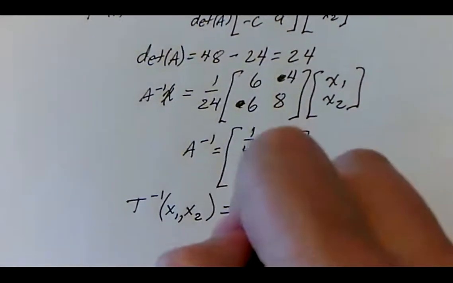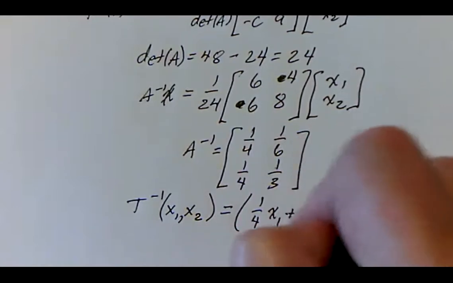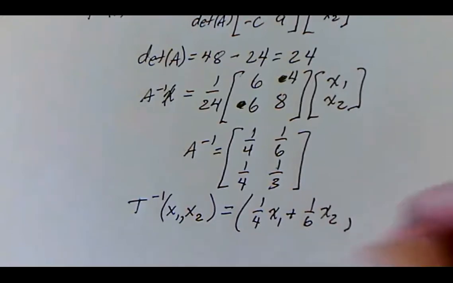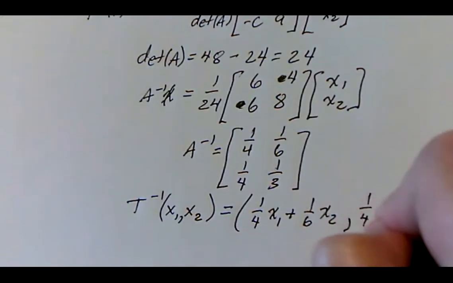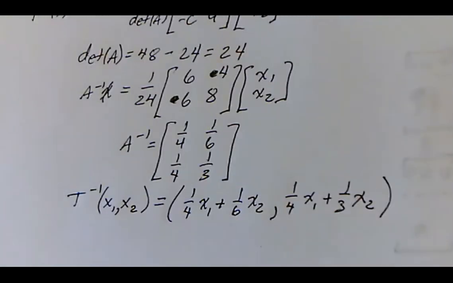Remember, we go across the rows here. So it's 1/4 x1 plus 1/6 x2. And then my second row, 1/4 x1 plus 1/3 x2. And I'd have my transformation, okay?